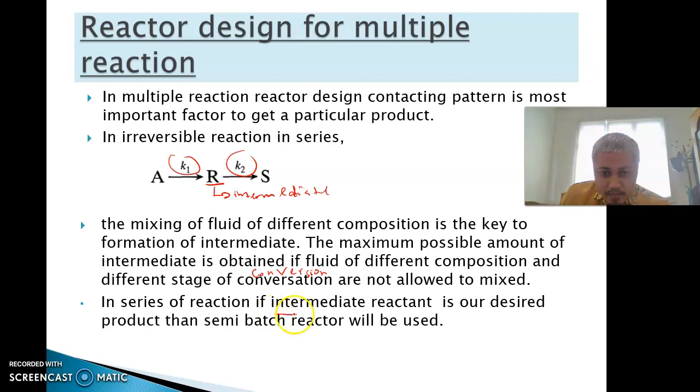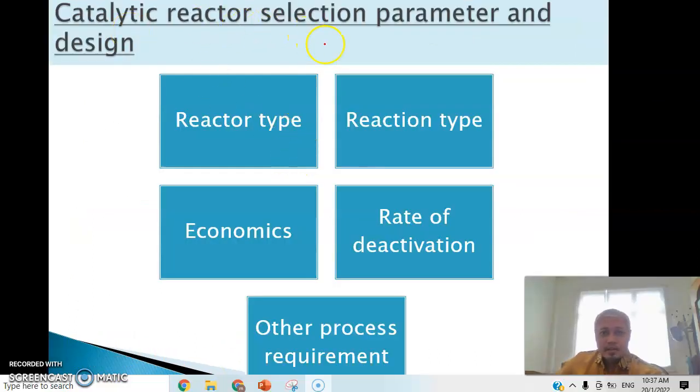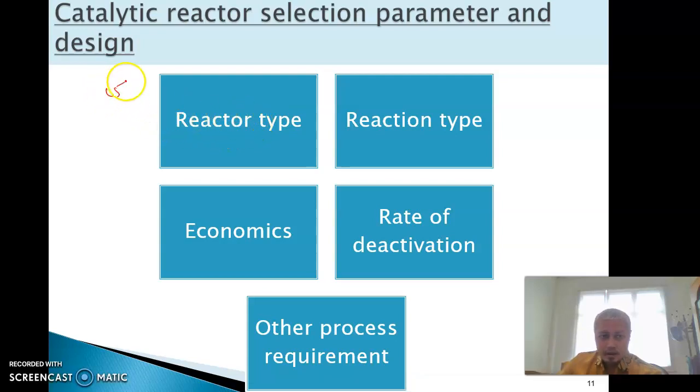If the intermediate reactant is our desired product, in other words, if this is our desired product, then a semi-batch reactor is preferred. And then for catalytic reactor selection parameter and design, we need to consider the reactor type, CSTR, PFR, and so on, and then reaction type, rate of reactivation, economics, other process requirements. So these five are very important for catalytic reactor parameter and design.